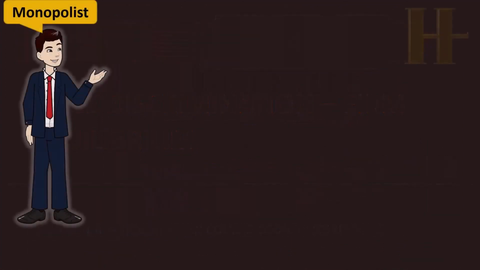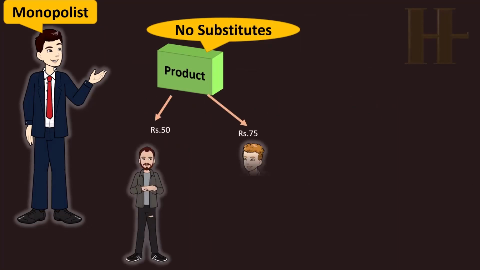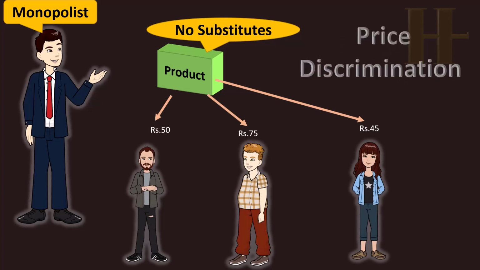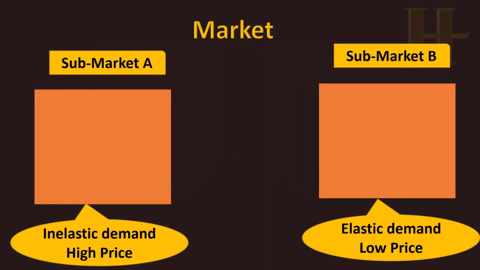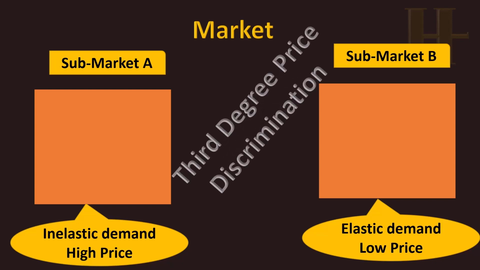The lesson. A monopolist is a single producer. His product has no substitutes. Hence, he can charge different prices from different consumers. This practice is known as price discrimination. At times, based on the elasticity prevailing for his products, a monopolist can divide the market into sub-markets. He can charge high price in inelastic demand market and charge low price in elastic demand market. This is known as third degree price discrimination.